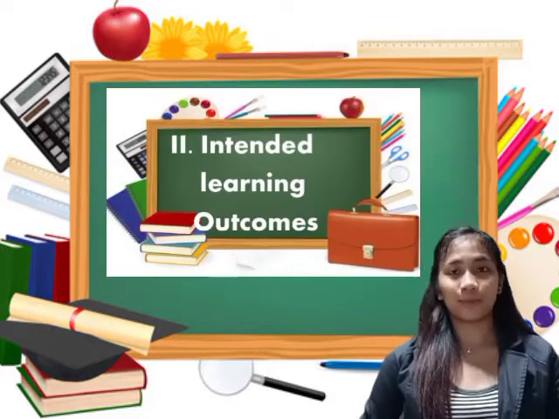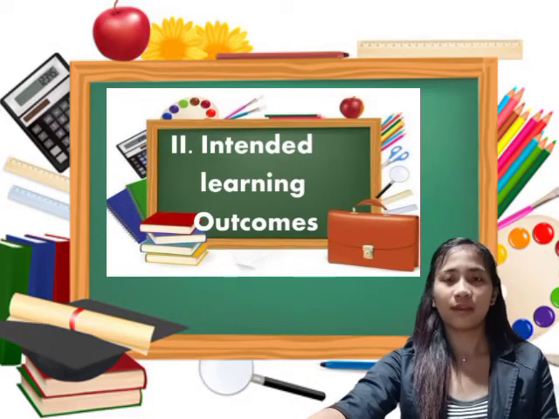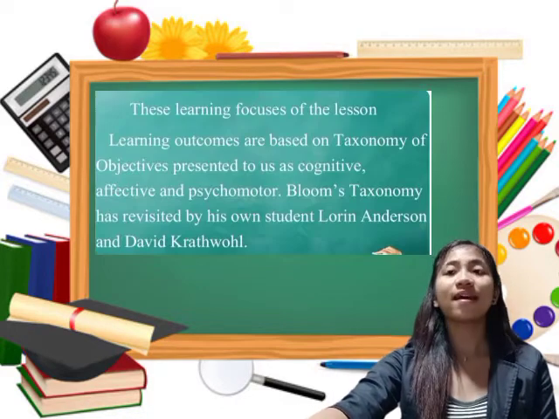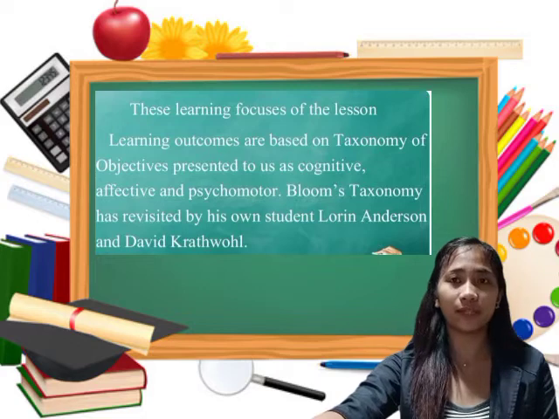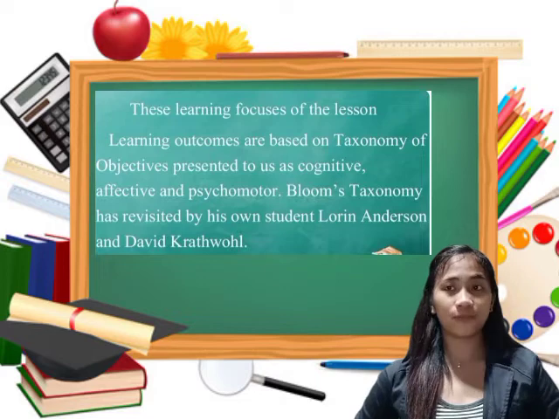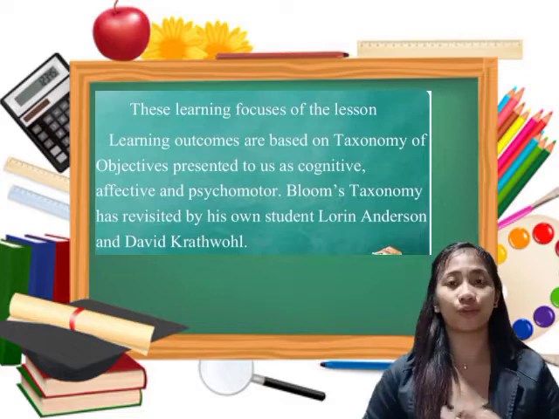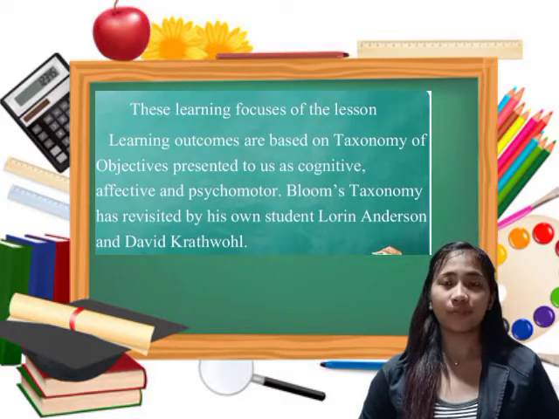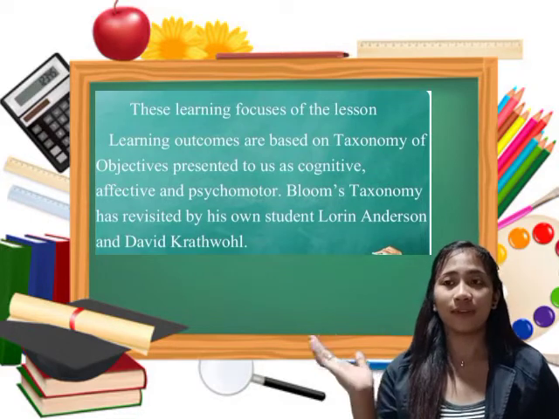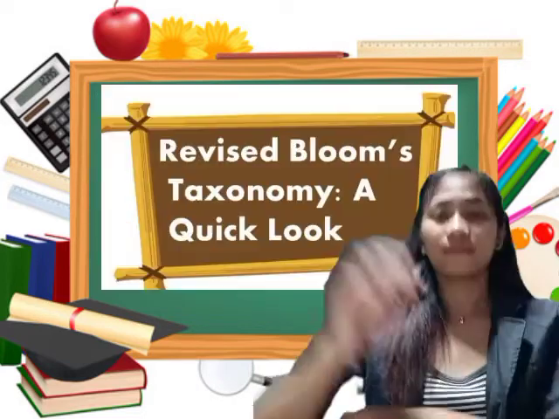The first part of a lesson plan is what we call the intended learning outcomes or the objectives. What do we mean by intended learning outcomes or objectives? These are the desired learning that will be the focus of the lesson. Learning outcomes are based on the taxonomy of objectives presented to us as cognitive, affective, and psychomotor. Bloom's taxonomy was revisited by his own student Lorin Anderson and David Krathwohl. Let us study both in comparison.